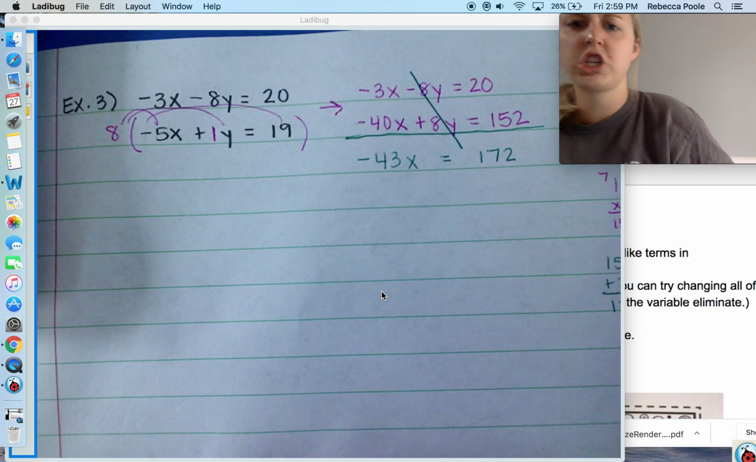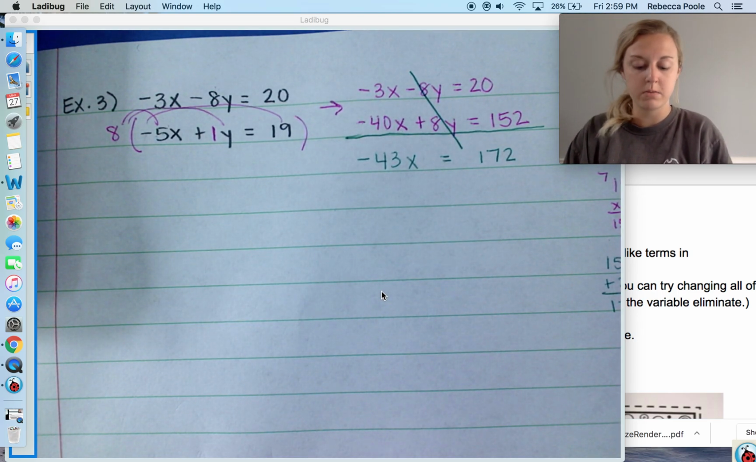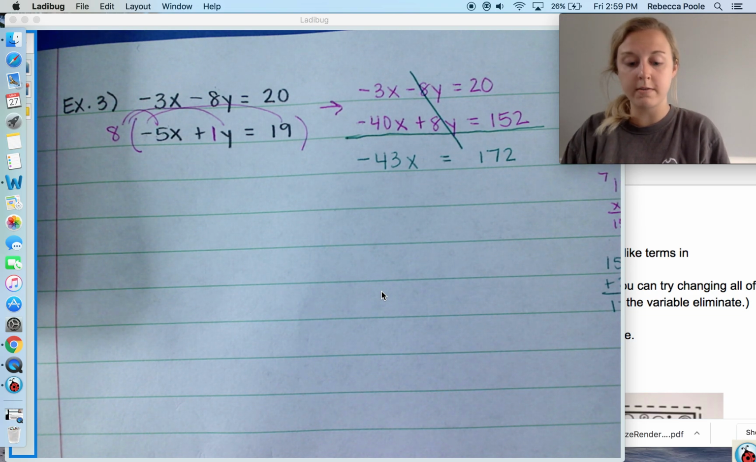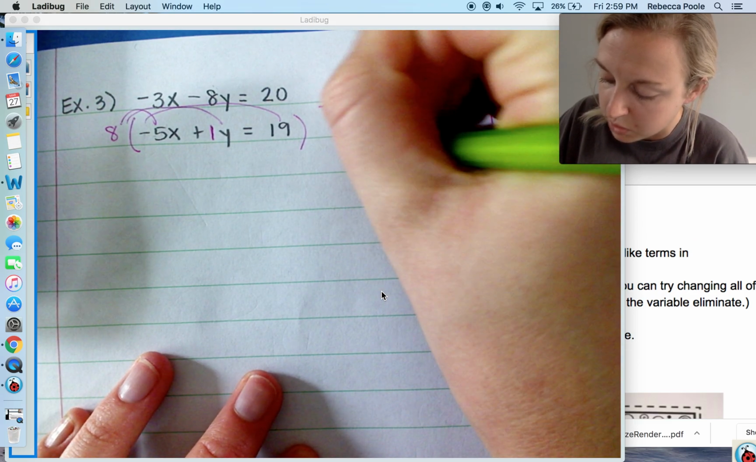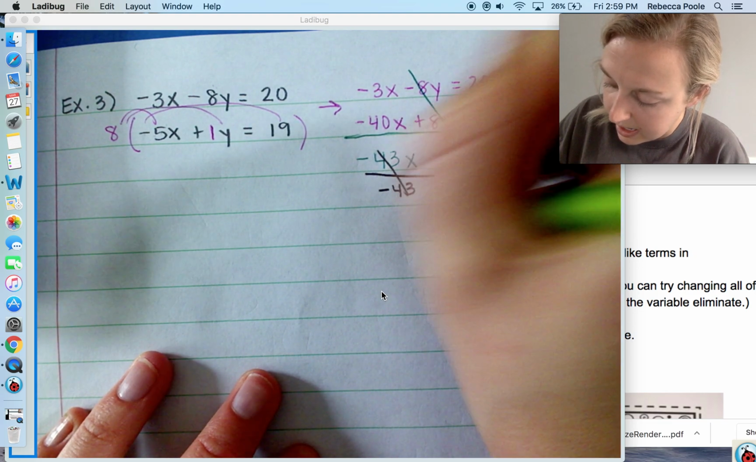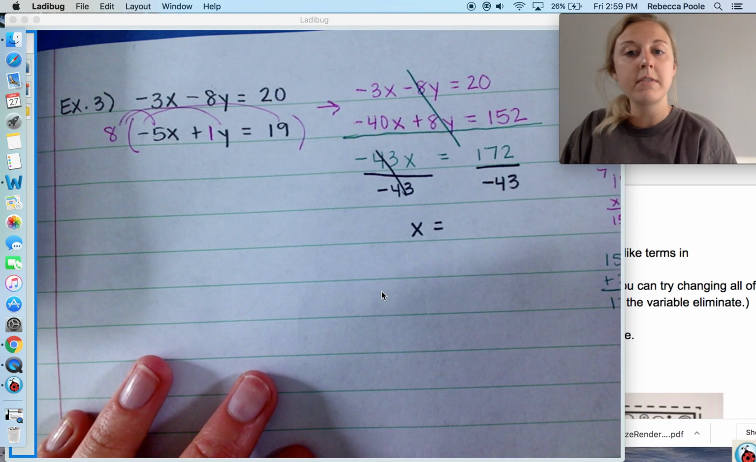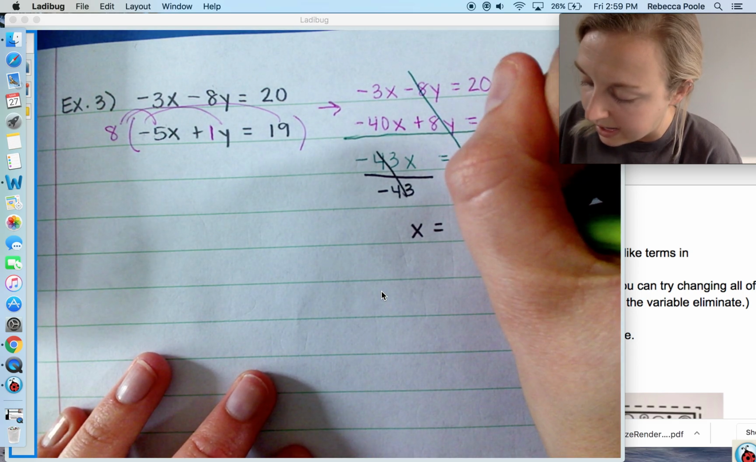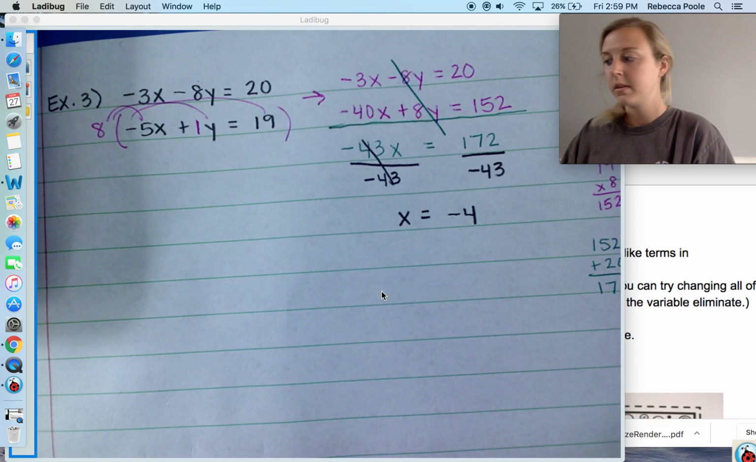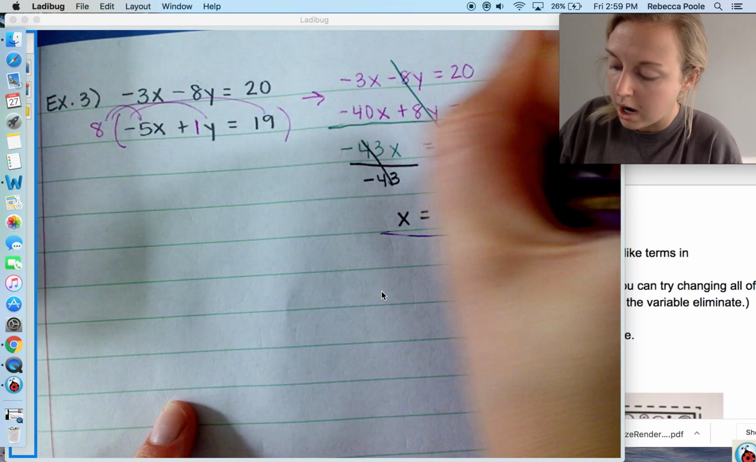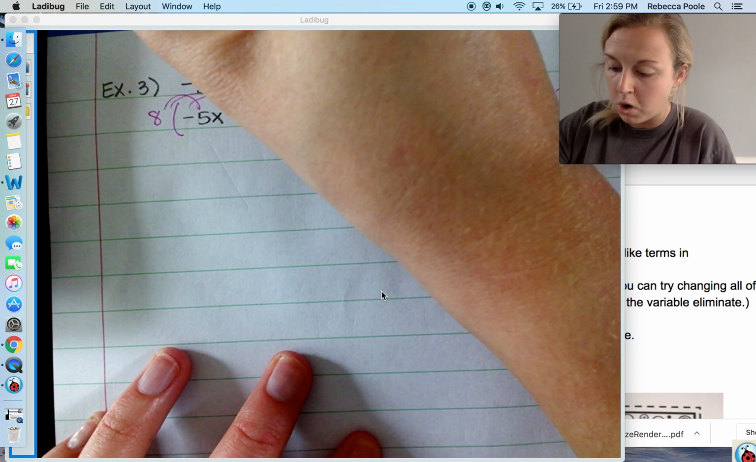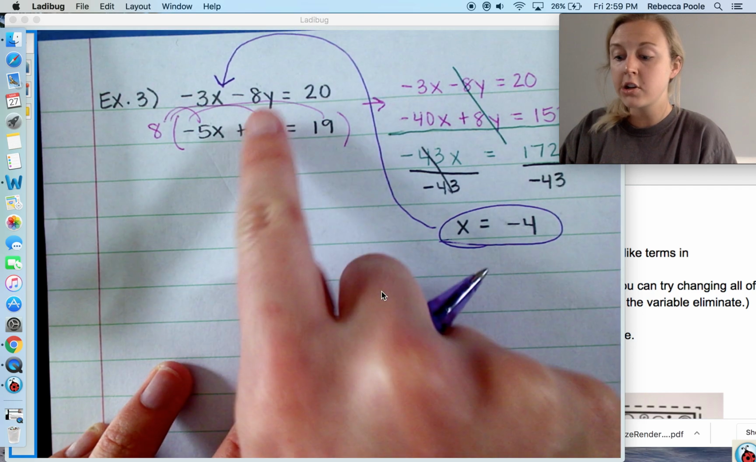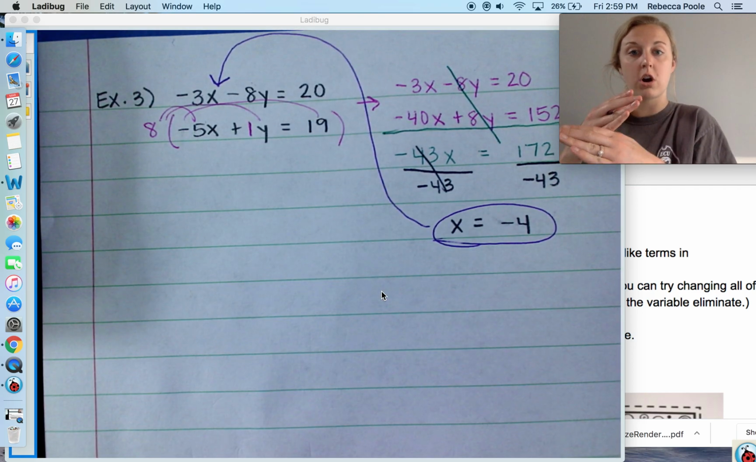Okay, and I am going to cheat. I'm going to get a calculator, well, my phone, because these are large numbers. 172 divided by 43. So this negative 43 is touching the x, which means I'm going to divide to get x by itself. And when I did 172 divided by negative 43, I got negative 4 for the x value. So if the x is negative 4, I'm going to take that negative 4 and put it back into the original one, 4x, and that should help me find the y value where these two lines cross, okay?